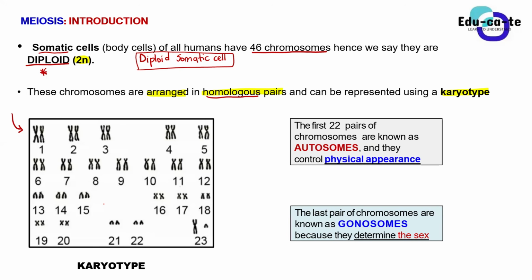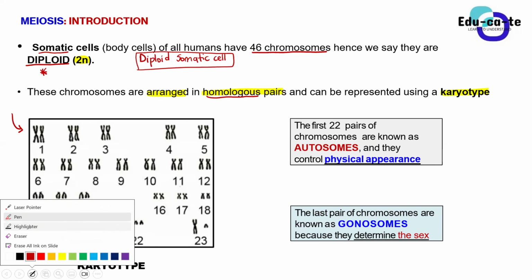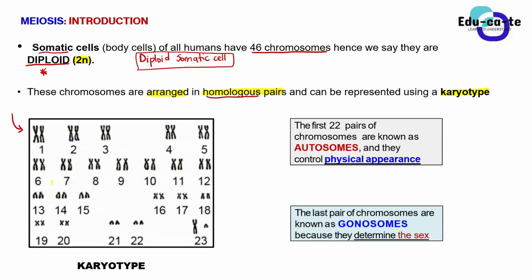I've already said, guys, that a human being has 46 chromosomes in their body cells in total. These chromosomes are arranged in pairs, guys. They are arranged in what? They are arranged in pairs. So it means that you will not see a chromosome just standing on its own in this diagram. You are going to see a chromosome that is paired to another chromosome, or next to another chromosome.